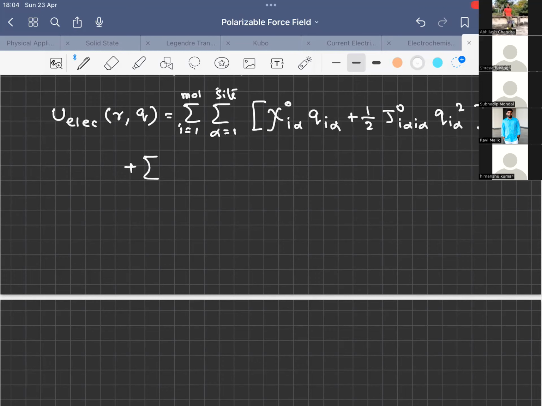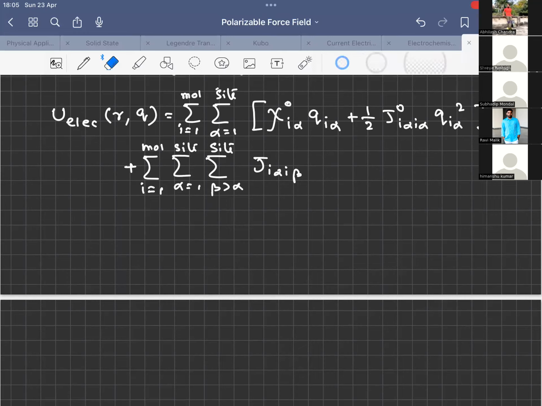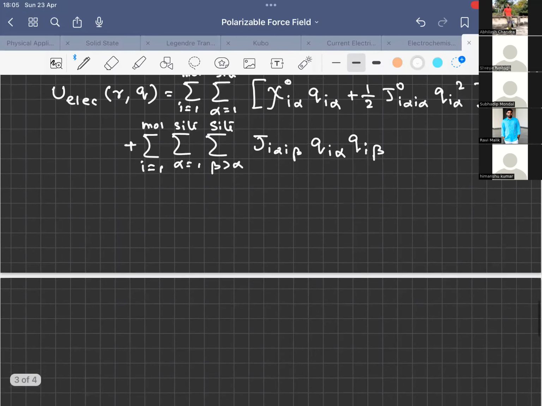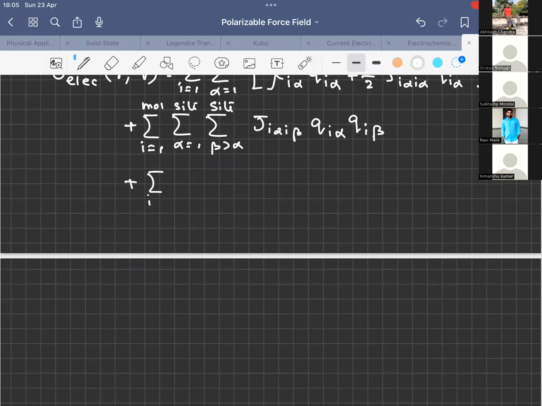One term between different sites of a molecule. There is a function of the molecule, right? This is for different molecules.